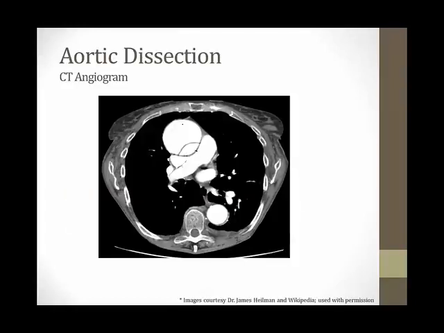This slide shows a CT angiogram of the chest in a patient who has an aortic dissection, and you should get used to looking at this image because it's fairly classic and this is the type of thing they like to show you on exams.